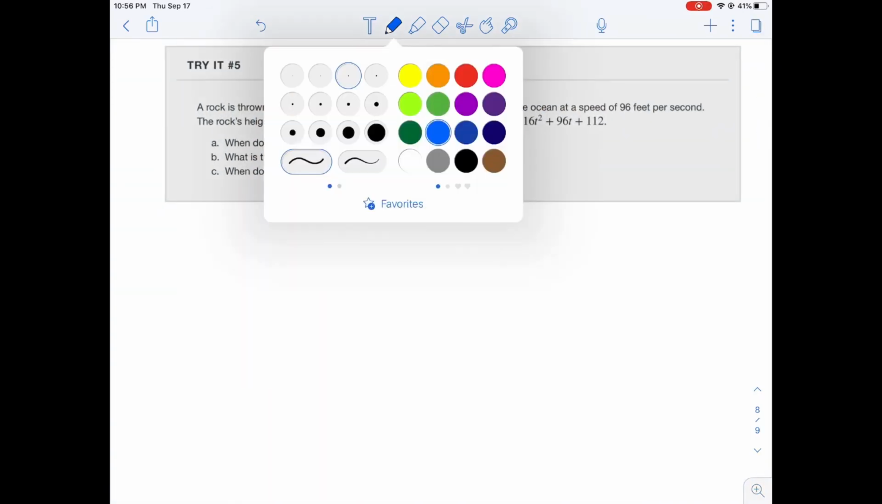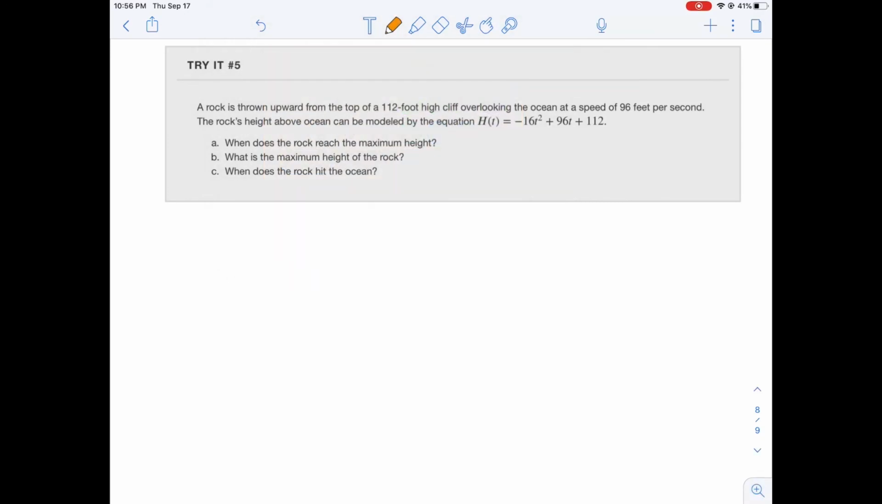So here's one more example we will talk about. A rock is thrown upward from the top of a 112 foot high cliff, and it's thrown upward at a speed of 96 feet per second, which is really fast, but they pick that number so that it'll factor nicely, but it's really fast. You should think about how fast that is in miles per hour if you can figure that out.